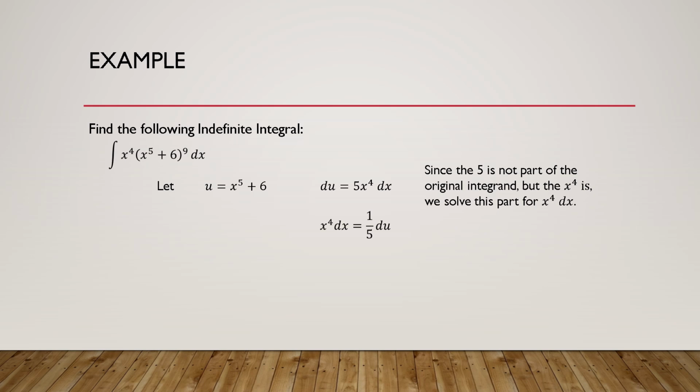Now we substitute to get the integral of u to the ninth times 1/5 du. Since 1 over 5 is a constant, it can be moved to the outside. When we take the integral, we get 1/5 times u to the 10th over 10 plus c. When we substitute back in for u and multiply the 1/5, we get our final answer, x to the 5th plus 6 to the 10th power over 50 plus c.